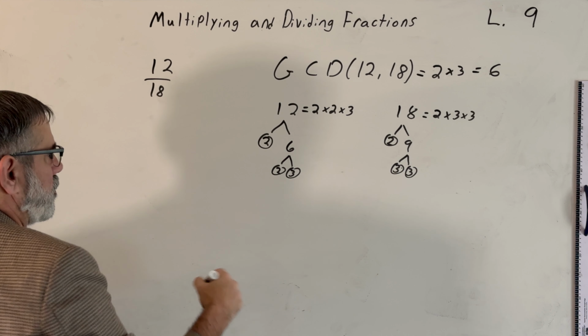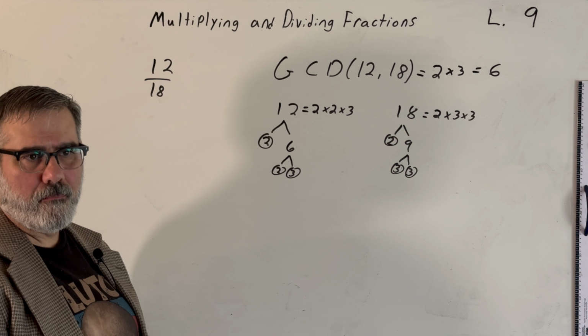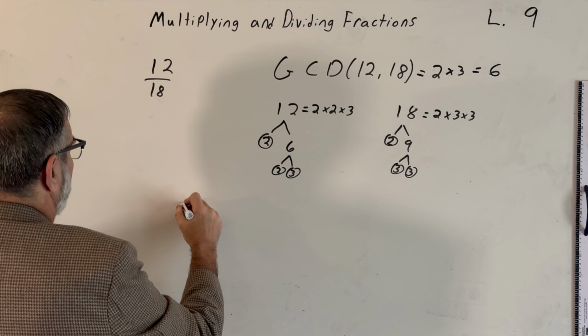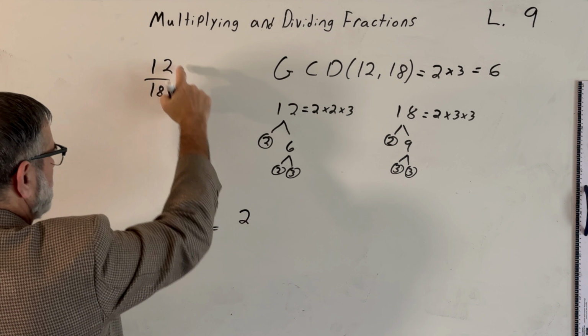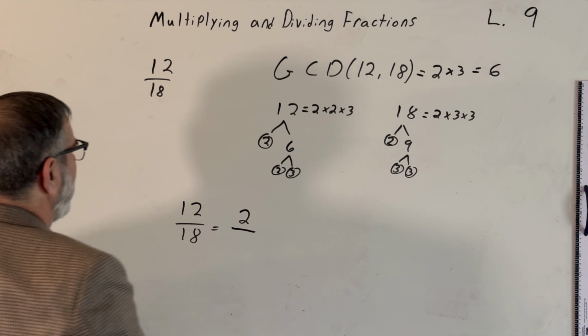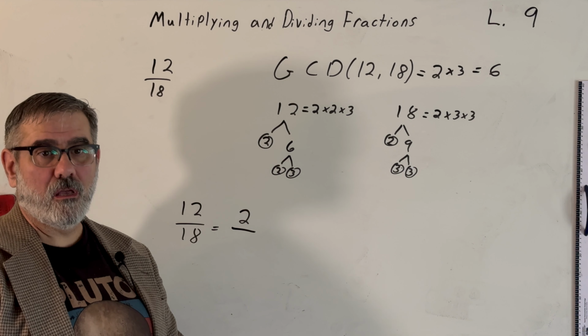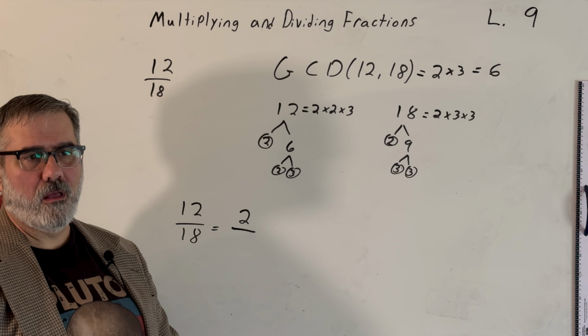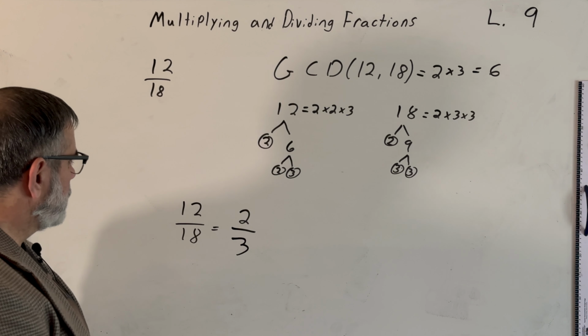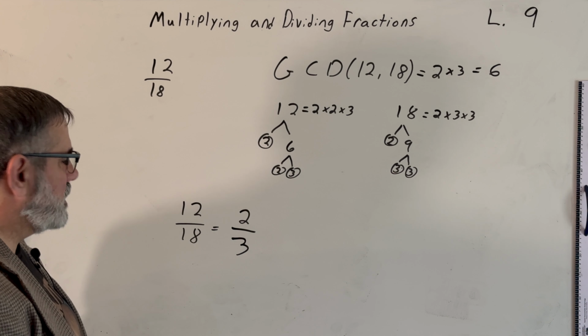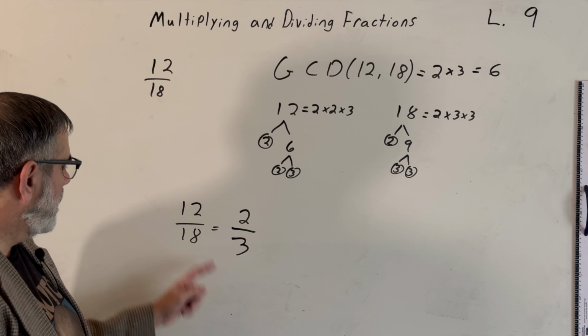So what is 12 divided by 6? 2. So we're going to say that 12 eighteenths is equal to 2. 12 divided by 6 is 2. What about 18 divided by 6? 3. It's 3. So this says that 12 eighteenths in reduced form is 2/3.